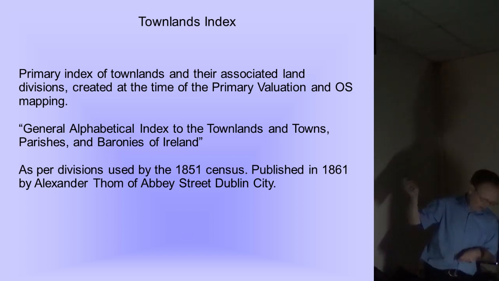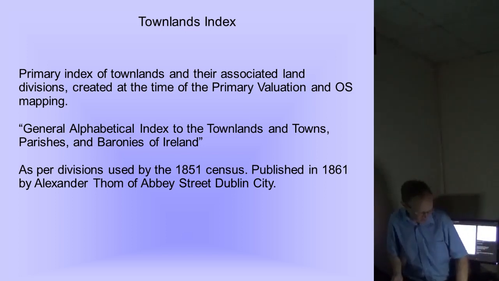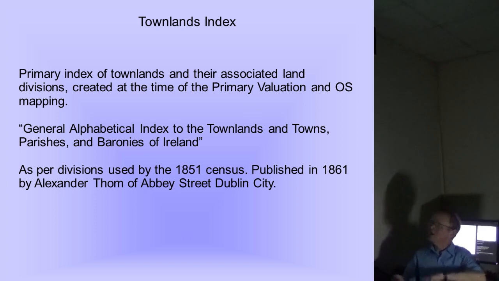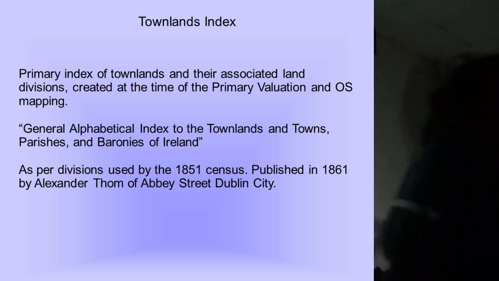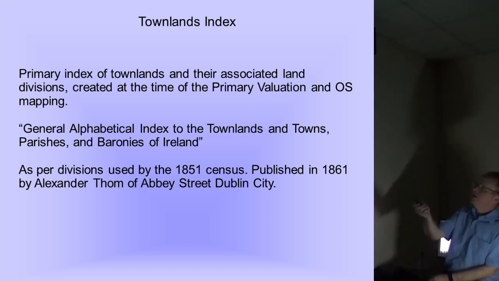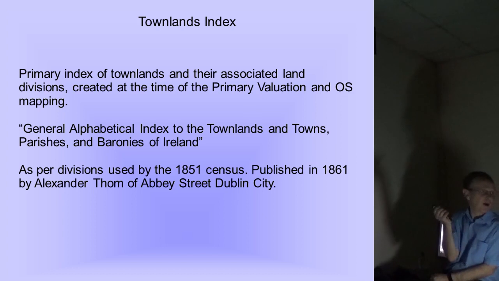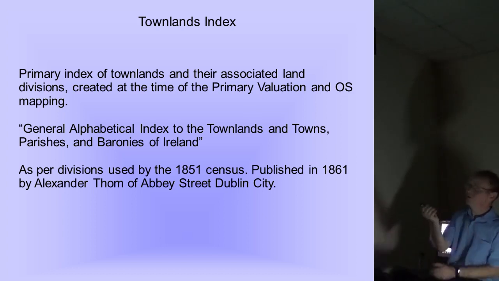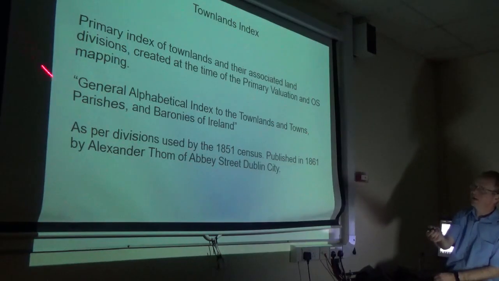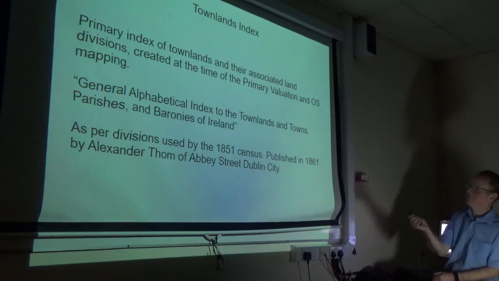The Townland Index is where a lot of this stuff started off. It's the primary index of townlands and their associated land divisions created during the primary valuation and OS mapping, so 1840s, 1850s. And that's the full title of the book that all that is based on. General Alphabetical Index to the towns and townlands, parishes and baronies of Ireland.